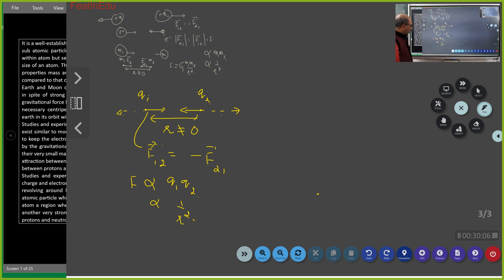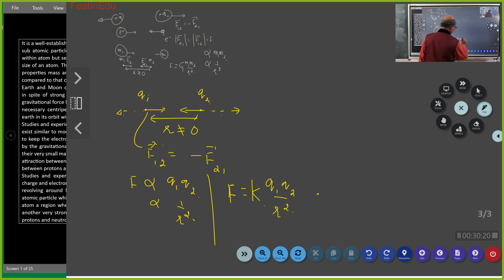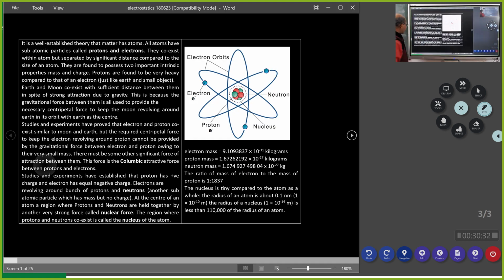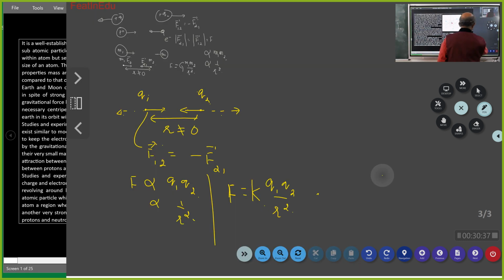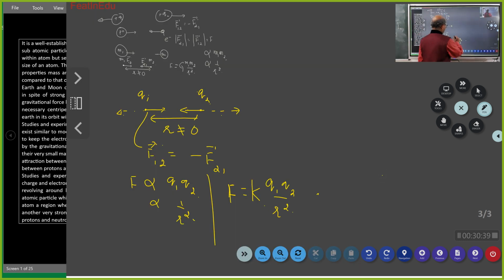Now here F is equal to K Q1 Q2 by R square, where the constant of proportionality is K, not G. G is only for mass, for gravity. This becomes the Coulombic force or electrostatic force. Got it? Clear? Okay. Done. Right. K is just like a constant. Constant means, okay, ask, I will explain.